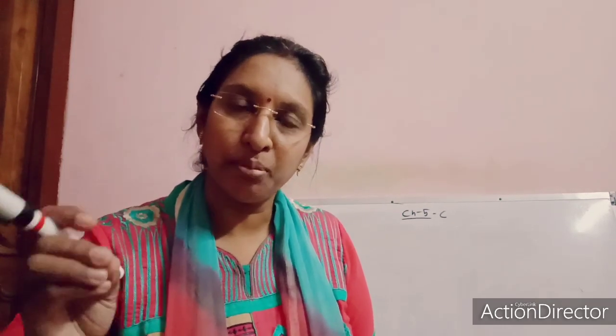Two terms are given. The first term is a perfect square, the second one is a perfect square, and in between them they are separated by a minus sign. So they are written in the form of a square minus b square. If you find the expression in terms of a square minus b square, then you can easily use the identity a square minus b square equals a plus b into a minus b.